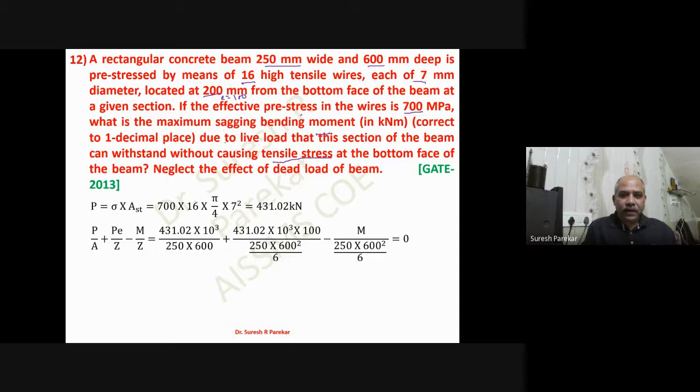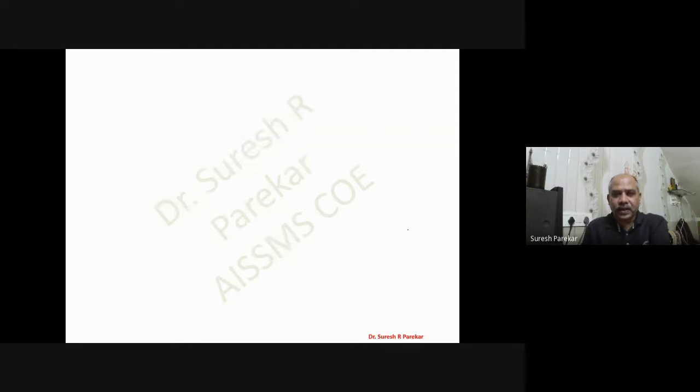Now how will we find P? We know that stress is given, which is sigma 700. So 16 bars into pi by 4 into 7 square gives 431.02 kilonewton. Then we substitute the values in P by A, P by Z minus M by Z, because we want no tensile stress, meaning the value is 0. By this we get the value of M as 86.2 kilonewton meter, because the value was asked in kilonewton meter.